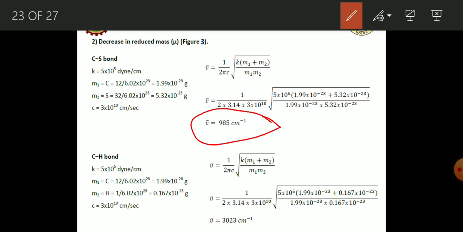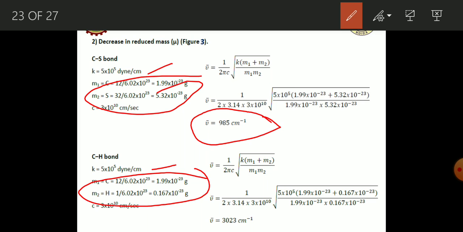Here the strength of the bond, the K value, is the same for the two molecules, the CS bond as well as the CH bond. The K value is the same, but the reduced mass is different. This m1 m2 value is different, so the vibrational frequency is also different, meaning the wave number is also different. When the reduced mass is less, the vibrational frequency is more and the wave number is more. When the reduced mass is more, the vibrational frequency is less.